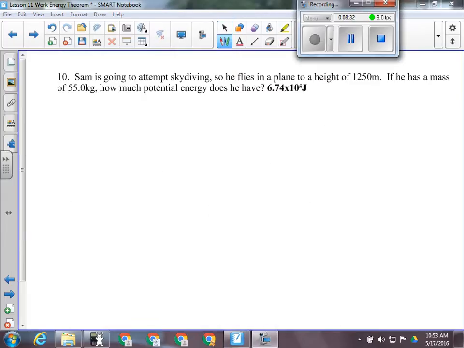So Sam is going to attempt skydiving. So he flies in a plane to a height of 1,250 meters. Okay, where are we measuring the 1,250 meters from? From the ground. Okay, so I'm just going to put in there that that's a height. I'm not going to indicate initial or final just yet. Okay, 1,250 meters. He has a mass of 55 kilograms.